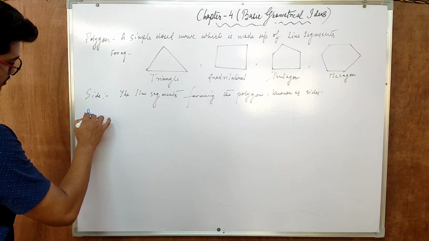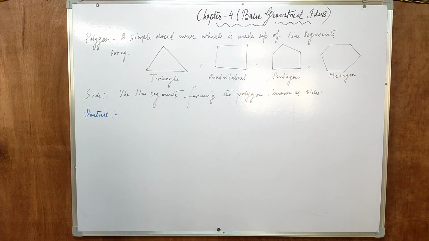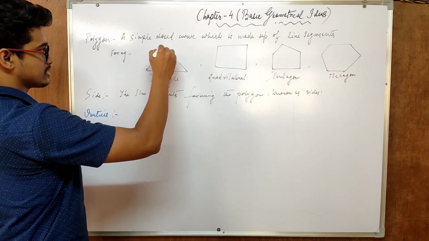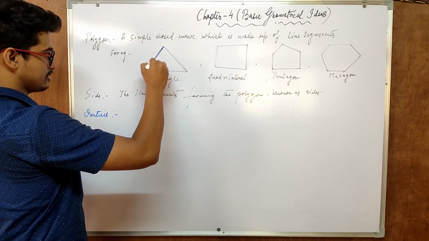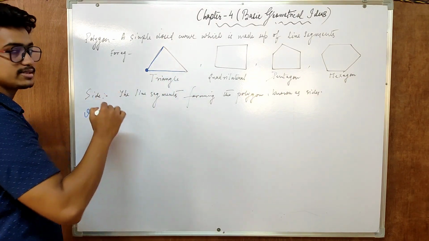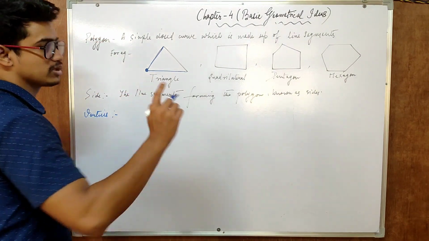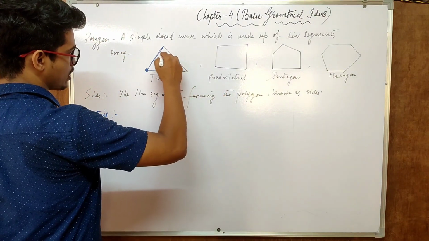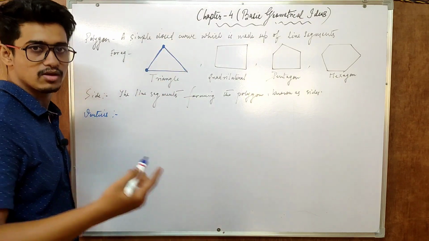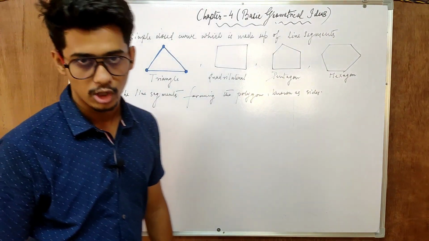All right. After that, we have one more concept called vertices. So what do you mean by vertices? Vertices are nothing but the meeting point of a pair of sides. In this figure, let's say this side and this side are meeting at this particular point. So this point is called a vertex, because it is singular. But if you are talking about this side and this side, this point is called a vertex, and this point is also called a vertex. So there are three vertices altogether.